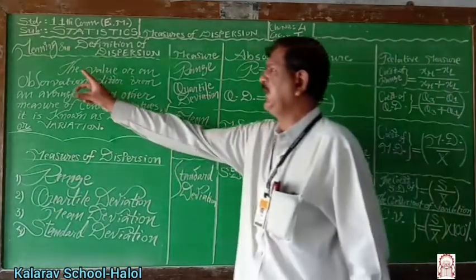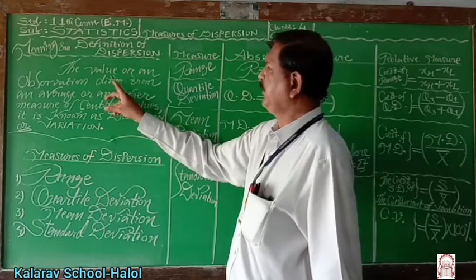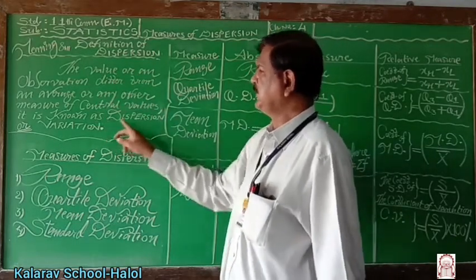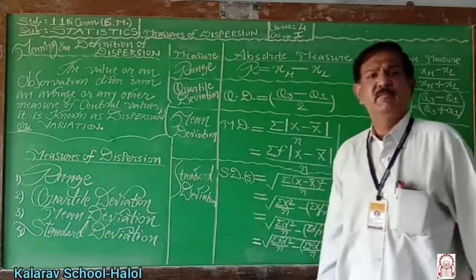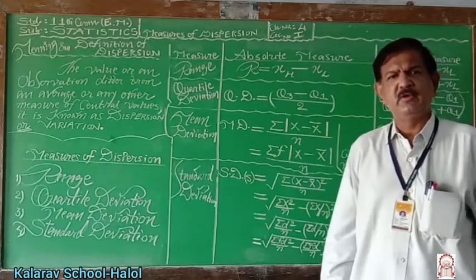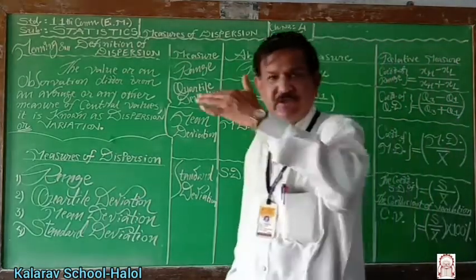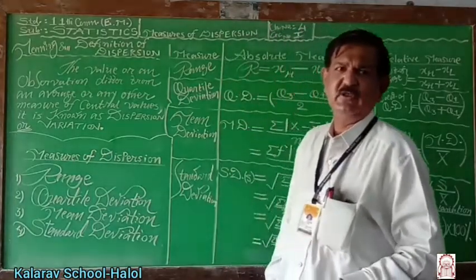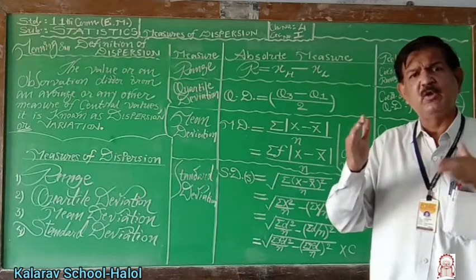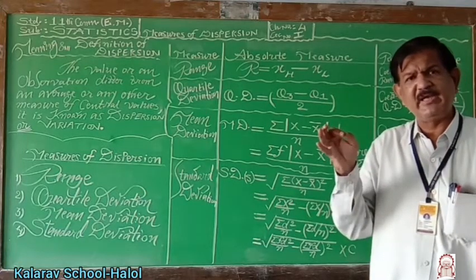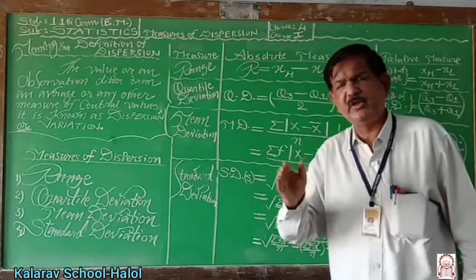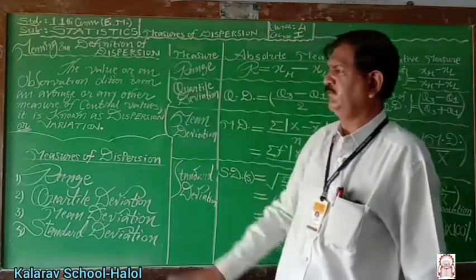See, the value or the observation which differs from an average or any other measure of central tendency is known as dispersion. Means if the average weight is 60 kilograms, then some students having a weight below 60 kilograms or more than 60 kilograms, it is known as the variations or fluctuations or changes or dispersion, D-I-S-P-E-R-S-I-O-N, from the center position. What differs from the center position is known as dispersion.